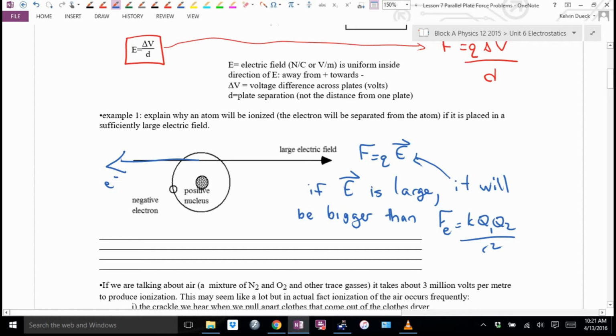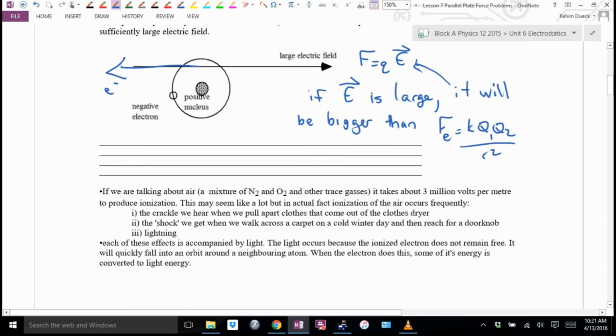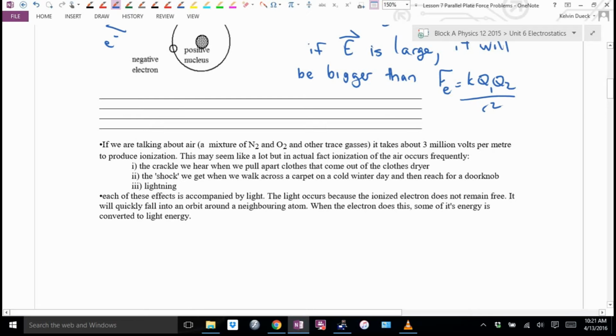Right? Okay. If we're talking about air, the atmosphere, which is mostly nitrogen, N2, and oxygen, O2, and other trace gases, it takes about 3 million volts per meter. This is the electric field that you need to ionize air, to rip electrons off of air molecules and start passing them from one to another, to get a spark.